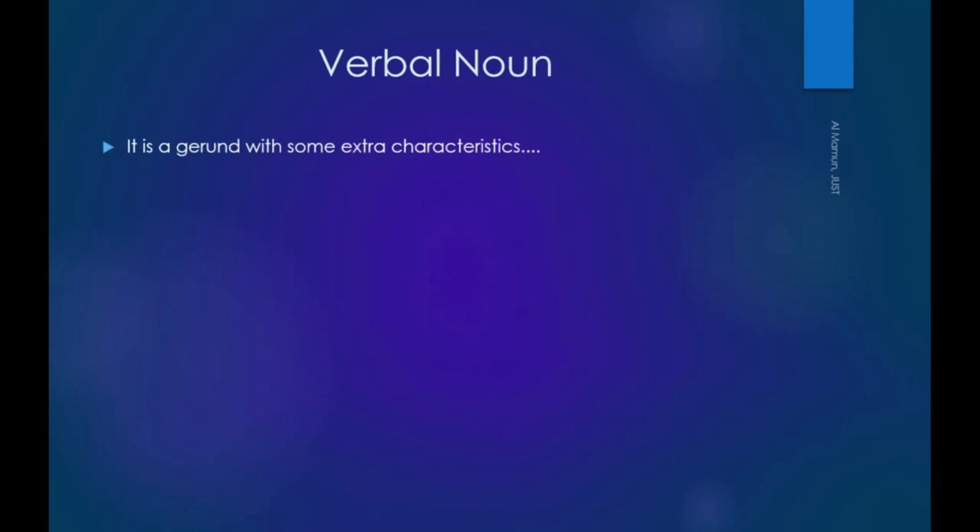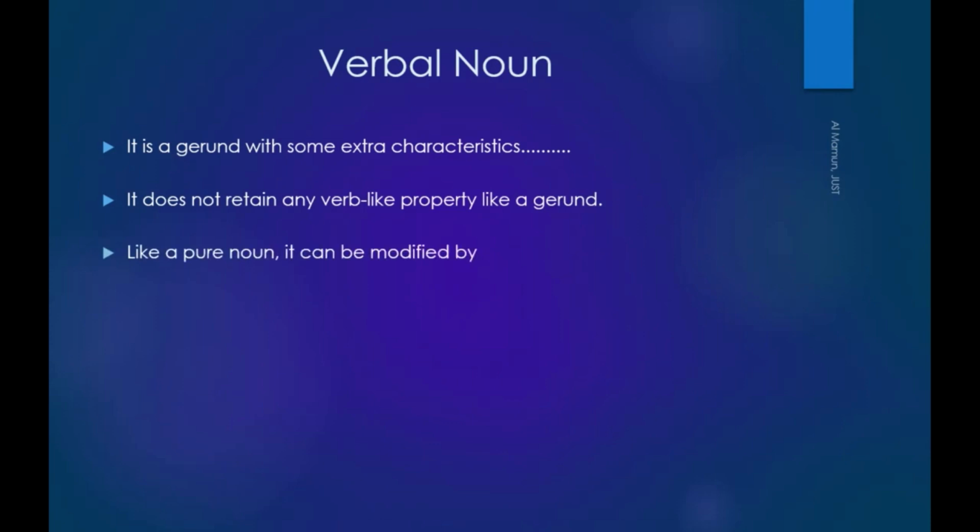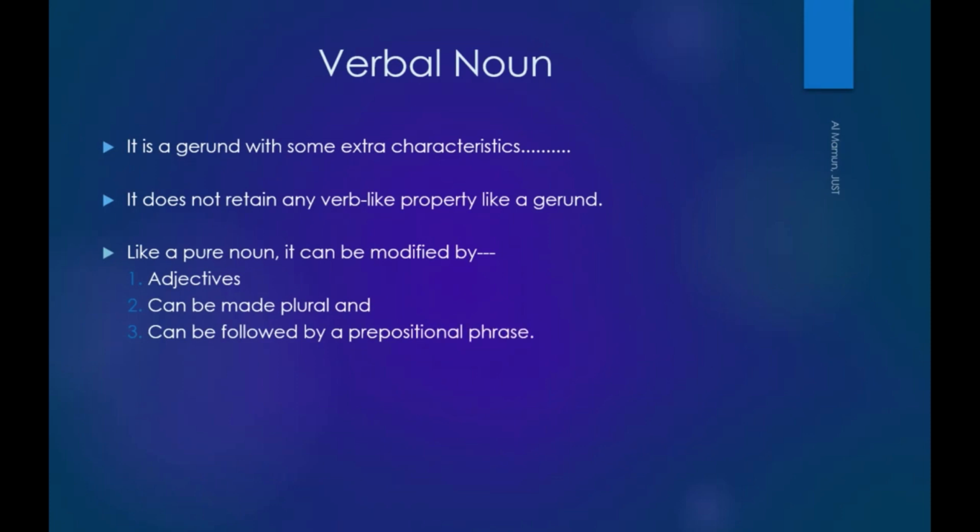Like a gerund, a verbal noun is also an ing form, but a verbal noun is a gerund with some extra characteristics. A verbal noun does not retain any verb-like property like a gerund. A gerund has some verb-like property, but a verbal noun loses all its verb-like property and functions totally as a noun. Like a pure noun, it can be modified by an adjective, it can be made plural, and it can be followed by a prepositional phrase. And all these are characteristics of a pure noun.